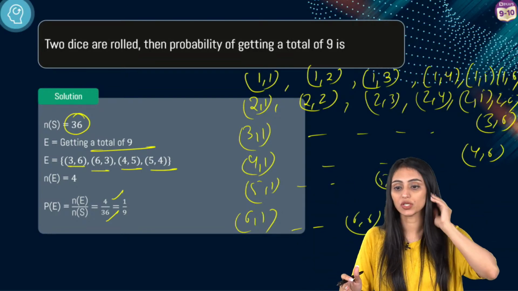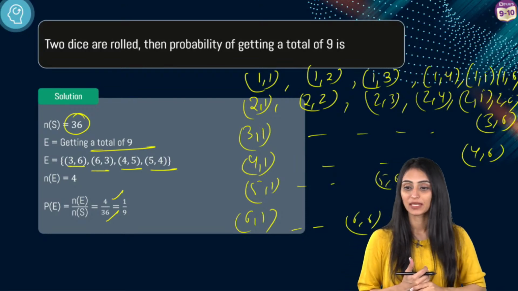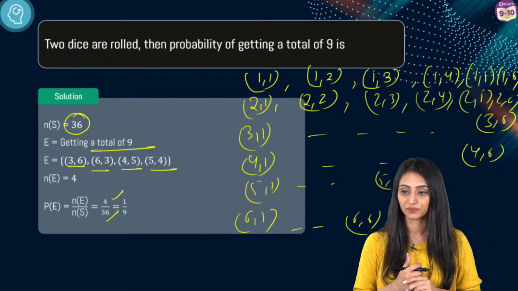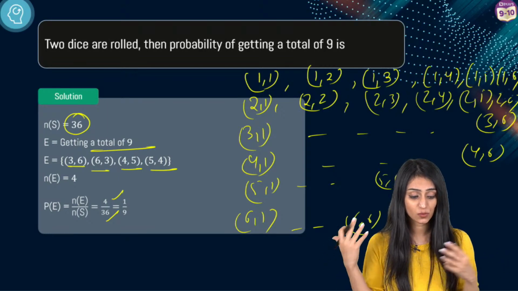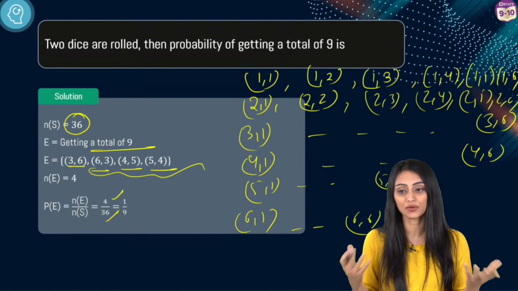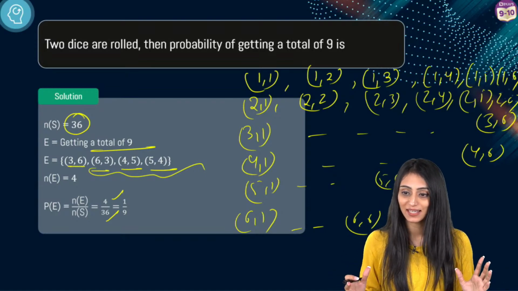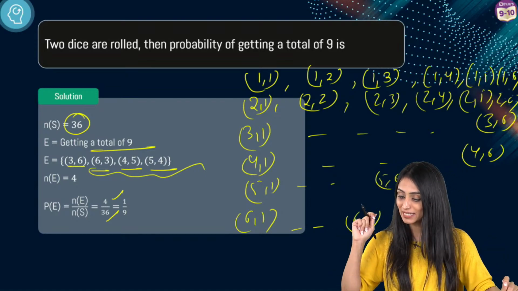Yes, Lakshit, absolutely. 36 would be the total. So I hope this is clear to everyone. Why 36 sample space? Why only these 4 cases we are considering as favorable outcomes? Yes? Quickly, thumbs up, smileys, if this is clear to you.